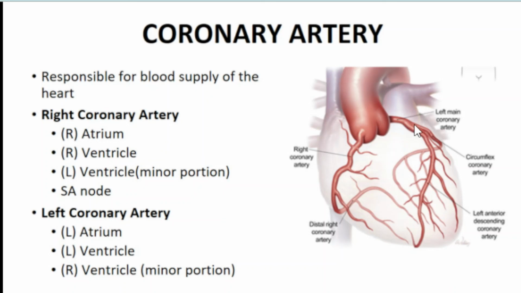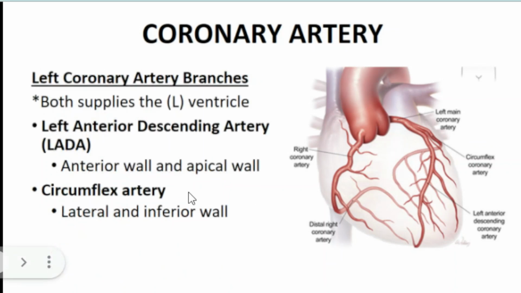The left coronary artery will have two branches. The first is the left anterior descending coronary artery. Tinatawag din niya na LAD, left anterior descending. The left anterior descending artery will give its supply to the left atrium, more importantly, the left ventricle, and some parts of the right ventricle. And then yung isang part pa niya is called circumflex coronary artery, which will go to the posterior side.